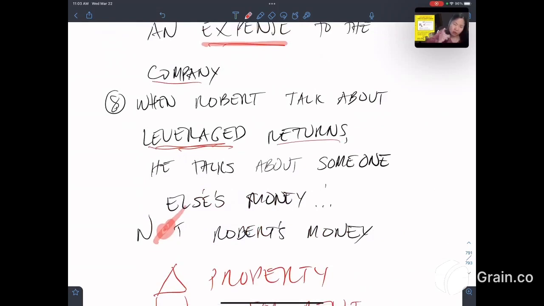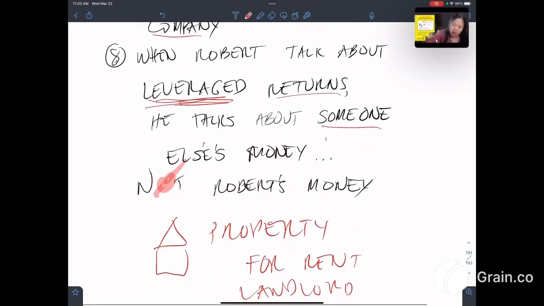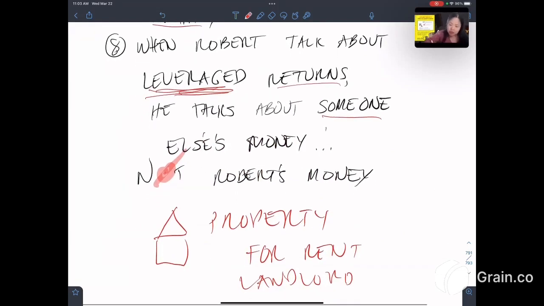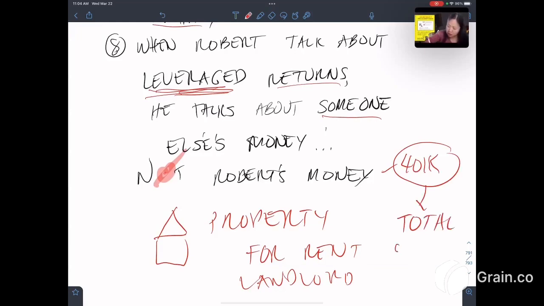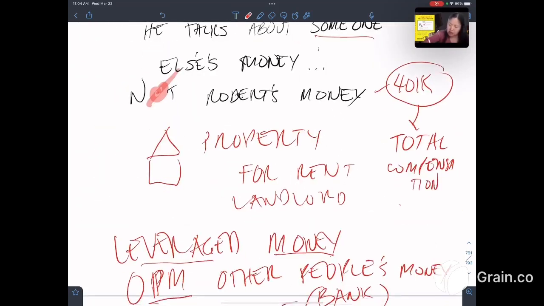So this is why, when Robert talks about leverage return, he talks about someone else's money and not your money, not Robert's money. And a 401k, which is something I learned, is all part of my total compensation. I thought it was actually the employer's, but it is part of my total compensation. So those are the lessons I learned from today's topic, higher returns with less risk on ROI, or return on investment. Let me know in the comment section below, what is your one key takeaway from this topic?